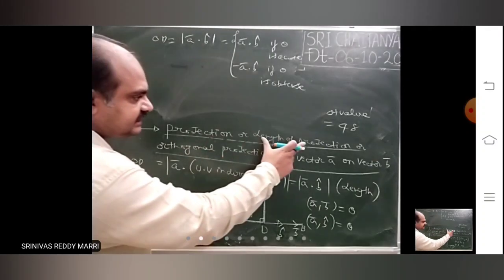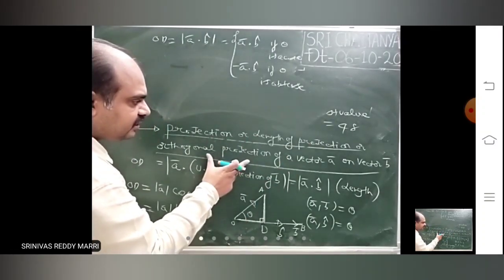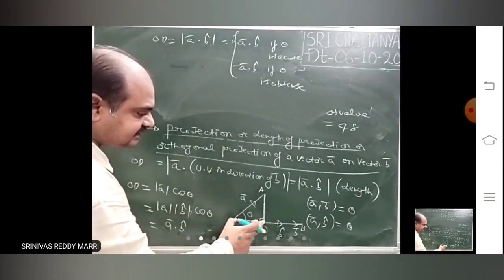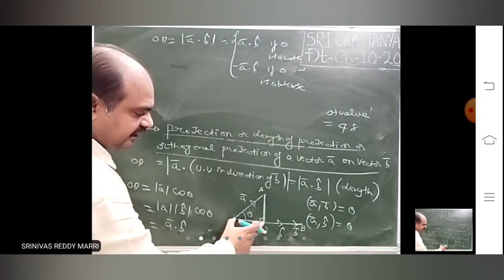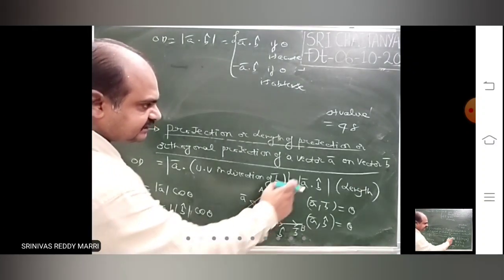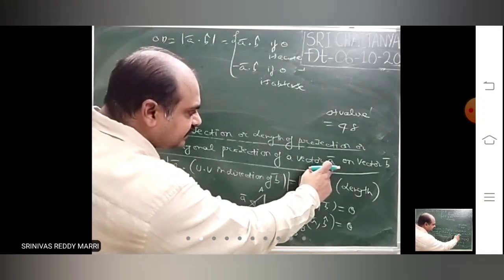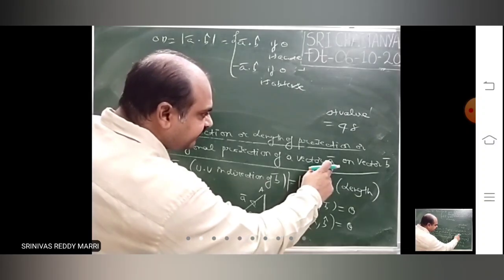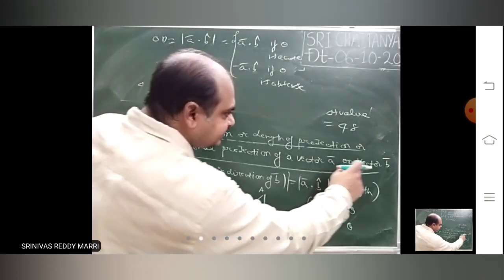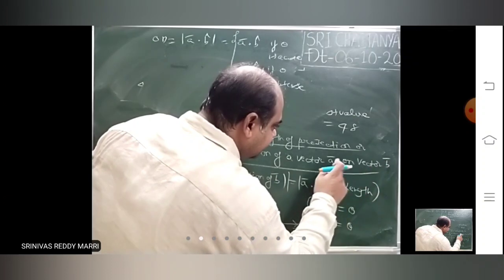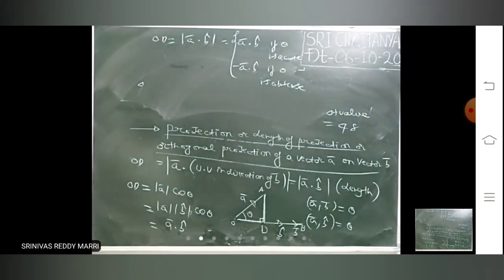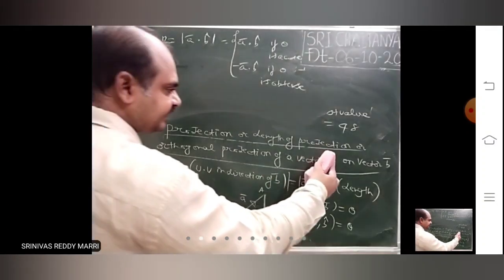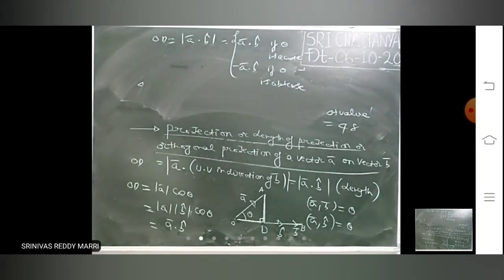Projection, or length of projection, or orthogonal projection: these three are lengths, length OD. If you want to calculate it, the first vector, this vector, we are projecting on B bar. That means the first vector is A bar and the second vector you consider B bar. Then what is the formula? Modulus of A bar dot B cap. That is the formula: first vector dot unit vector along the second vector.